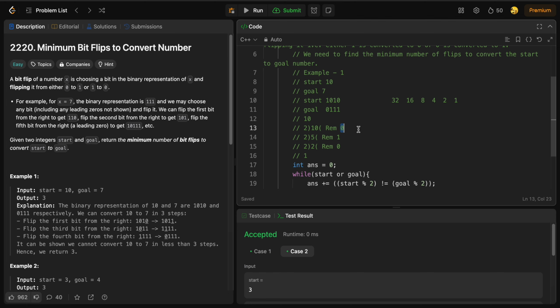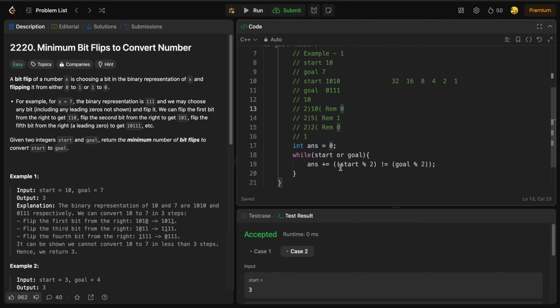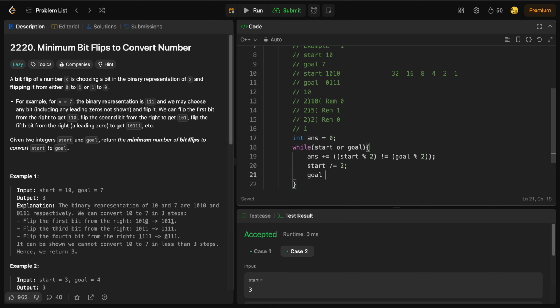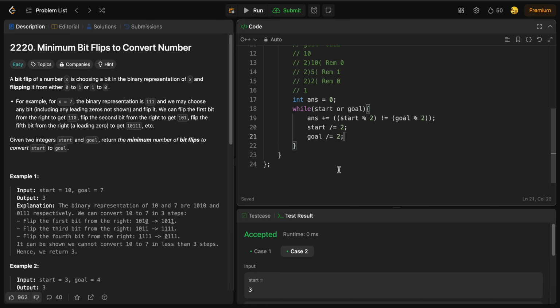So we start from the last position and check the remainder every time. I'm checking if the remainders for start and goal are equal or not. If they are not equal, in the sense that the binary representation is different for both of them, I increment the answer by 1. After that, we do start divided by 2. Here you can see 10 by 2 is 5, and 5 by 2 is 2, so we do start divided-equal by 2 and goal divided-equal by 2. Then I'll return the answer from here.